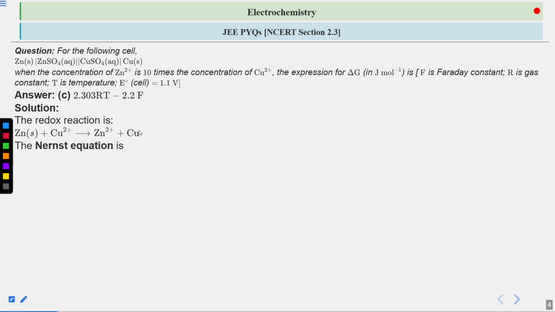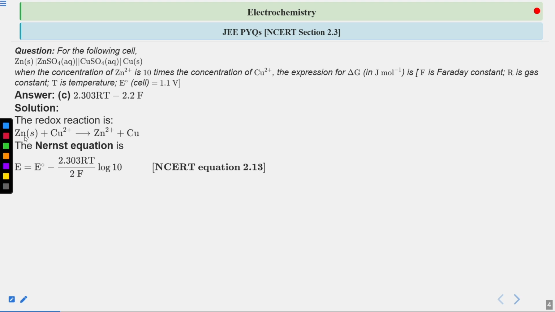The Nernst equation for this cell reaction is E equals E naught minus 2.303 RT by 2F log 10. E is representing the overall potential of the cell, and E naught is representing the standard potential of the cell. Okay, so 2 is representing n, which is basically the number of electrons interchanging between the oxidized and the reduced species in a cell reaction.